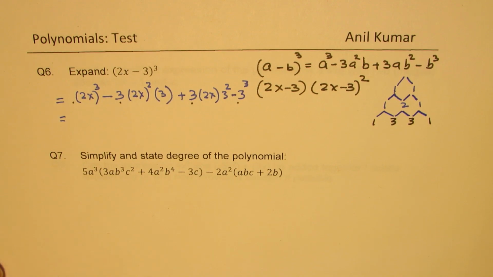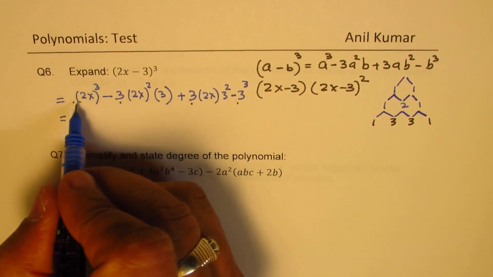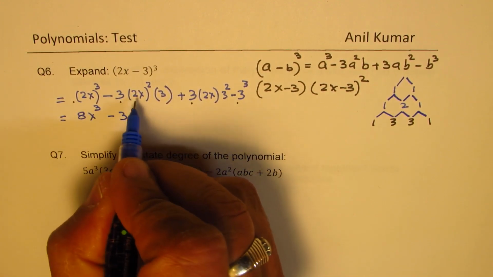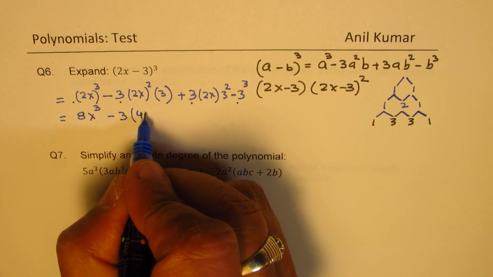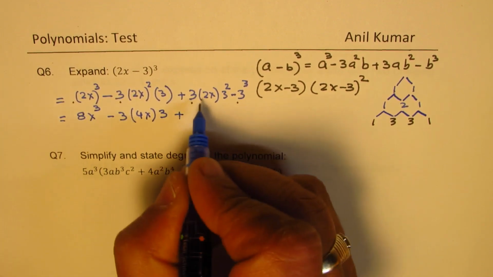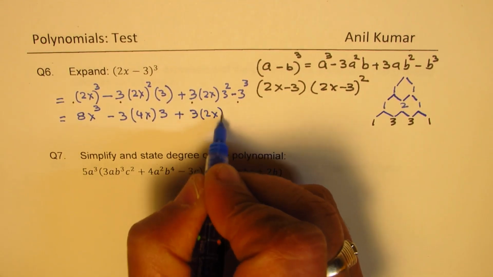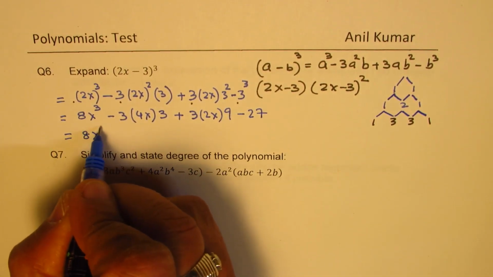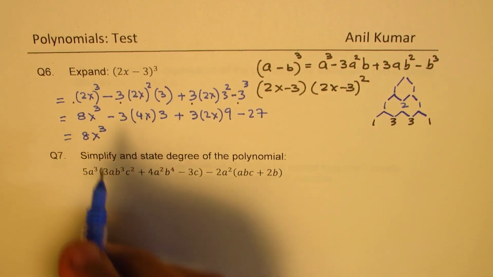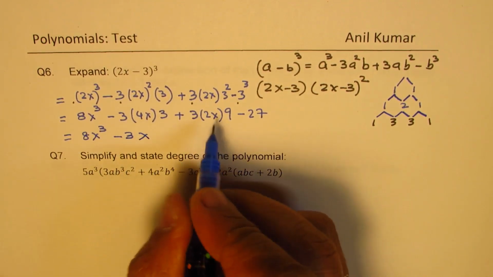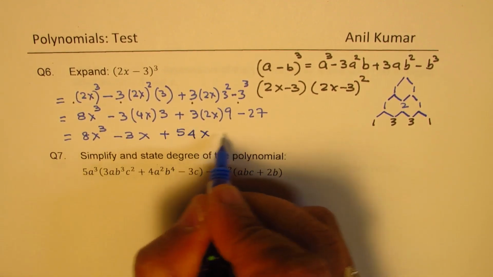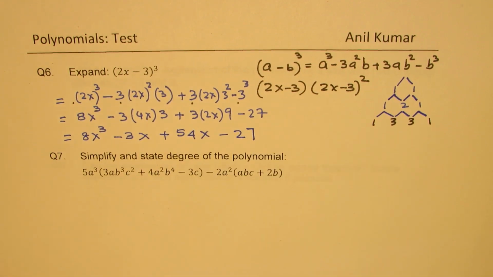Clear? Okay. So let's do the cube of this, which is 8x cubed. Now that is minus 3 times the square of 2x, which is 4, times 3, plus 3 times 2x times 9 minus 27. So that gives us 8x cubed minus 9 times 4 is 36, plus 6 times 9 is 54, minus 27. Correct? So that is how we are going to write it.